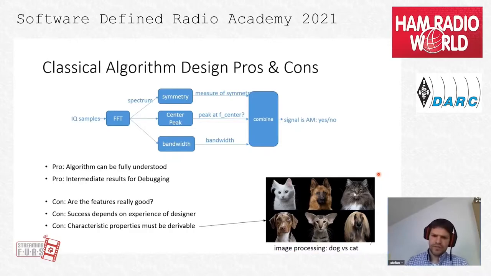Let's think of a task in image processing where you have to distinguish between cats and dogs. Look at these six creatures. It's very hard to derive characteristic properties for cats that make them different from dogs. So for this kind of application, classical algorithm design is very hard, if not impossible.